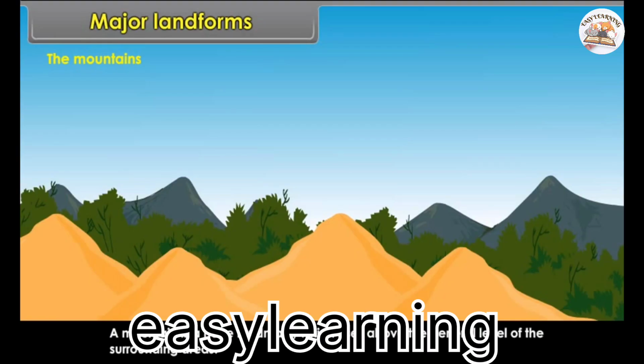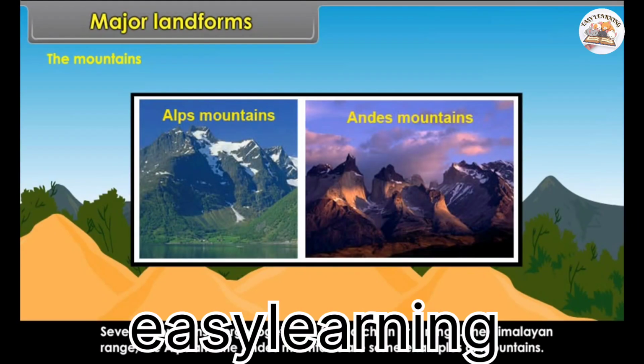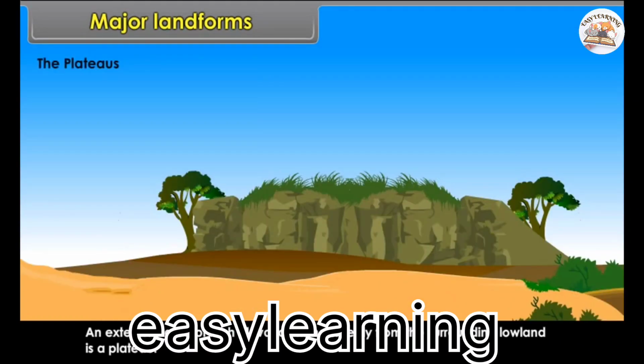Major landforms. The landmass has different types of landforms. These are generally grouped into mountains, plateaus, plains. The mountains. A mountain is a huge landmass which rises above the general level of the surrounding areas. Mountains usually rise above the height of 900 meters from the surface of the earth. Several mountains merge together to form a chain or a range. The Himalayan range, the Alps and the Andes Mountains are some examples of mountains.